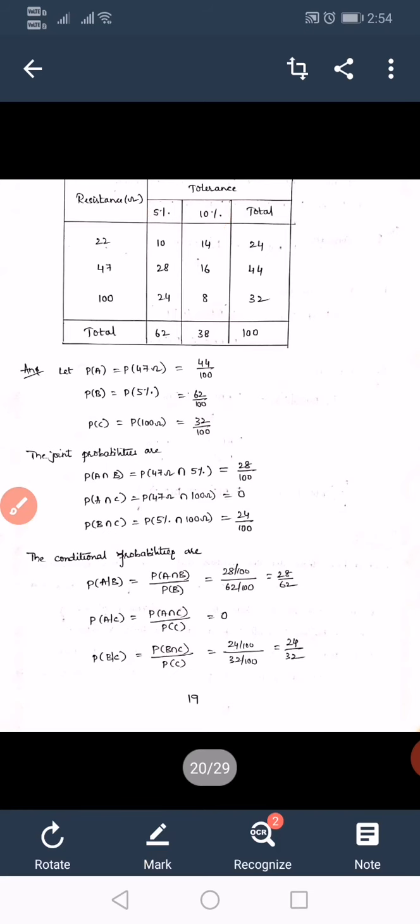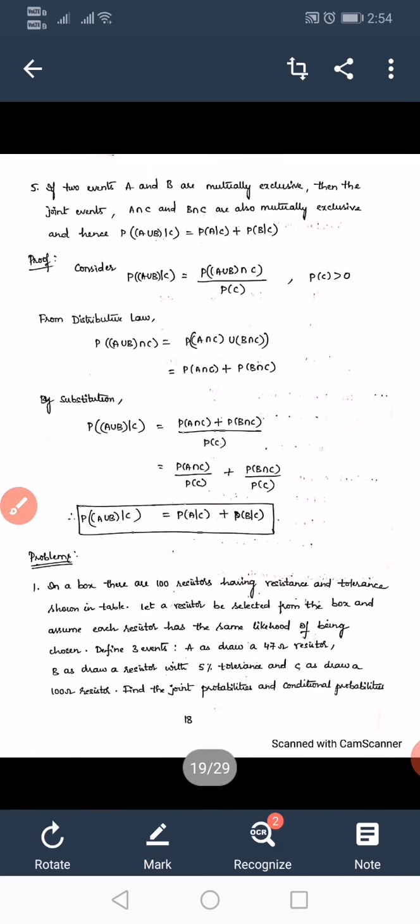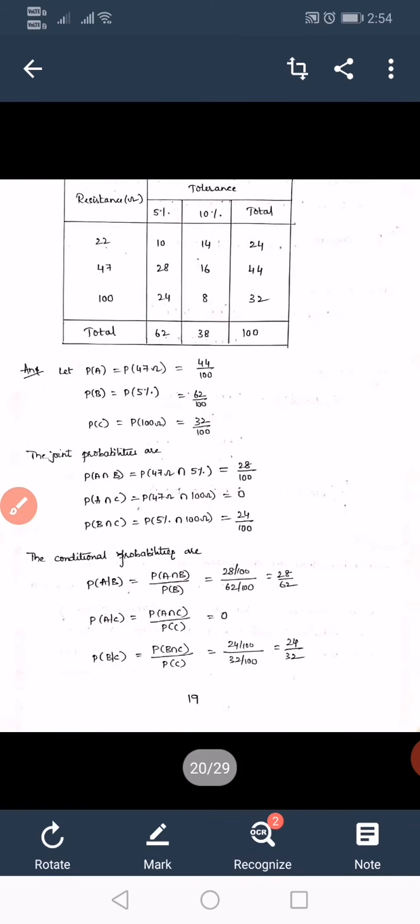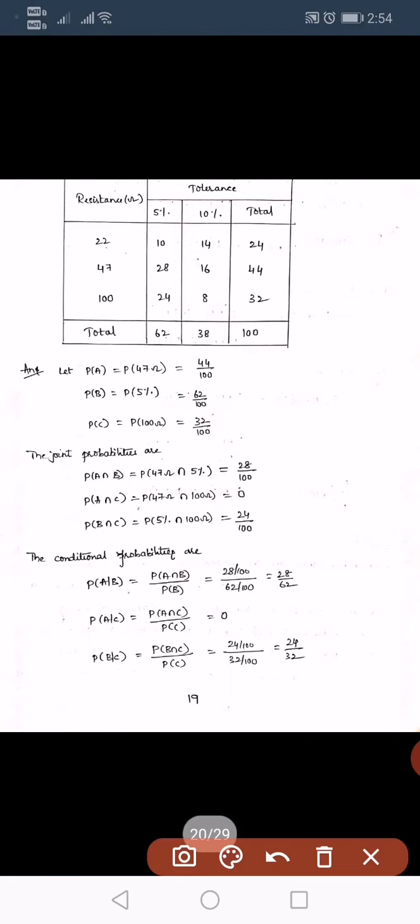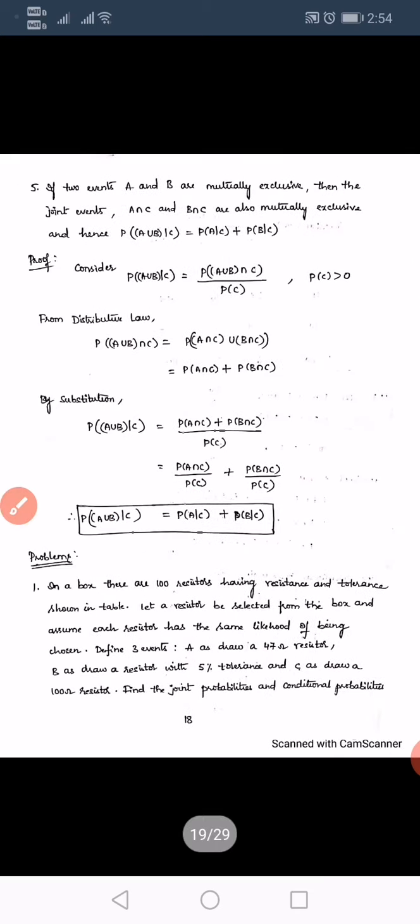So let us define event A. In the problem itself, event A is drawing a 47 ohm resistor. So P of A is P of 47. How many 47 ohm resistors are there? 44. Okay, 47 ohm resistors, 44 are there. So the probability of drawing a 47 ohm resistor is 44 by the total number of resistors, which is 100. So 44 by 100.